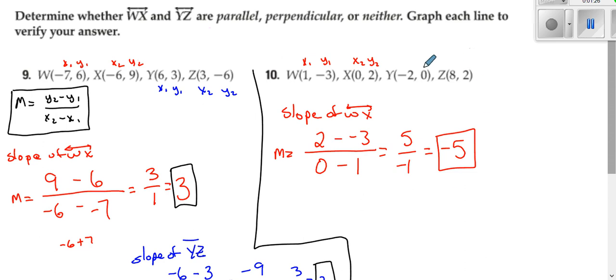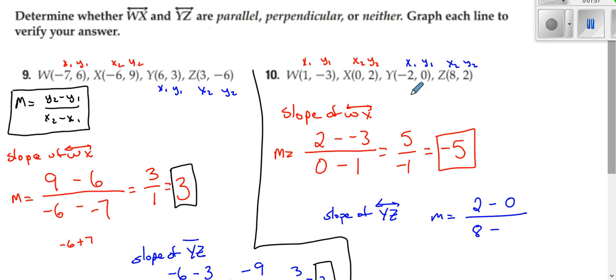Now in blue, let's do the slope of YZ. I'm going to label these right off the bat: x1, y1, x2, y2. Slope of YZ, m equals y2 minus y1 over x2 minus x1. So let's plug the numbers in where they go. y2, 2, y1, 0, x2, 8, x1, negative 2. This minus is part of the formula, but it's still a negative 2.